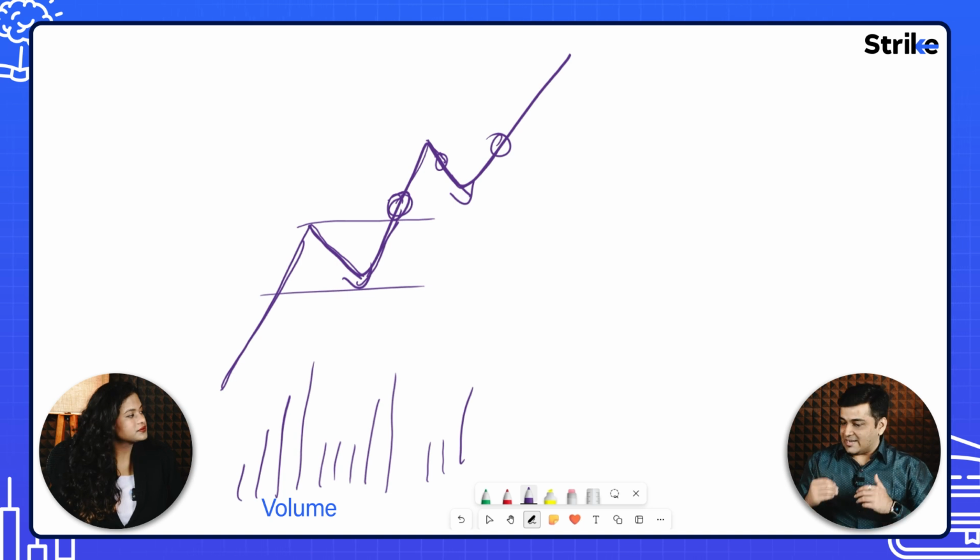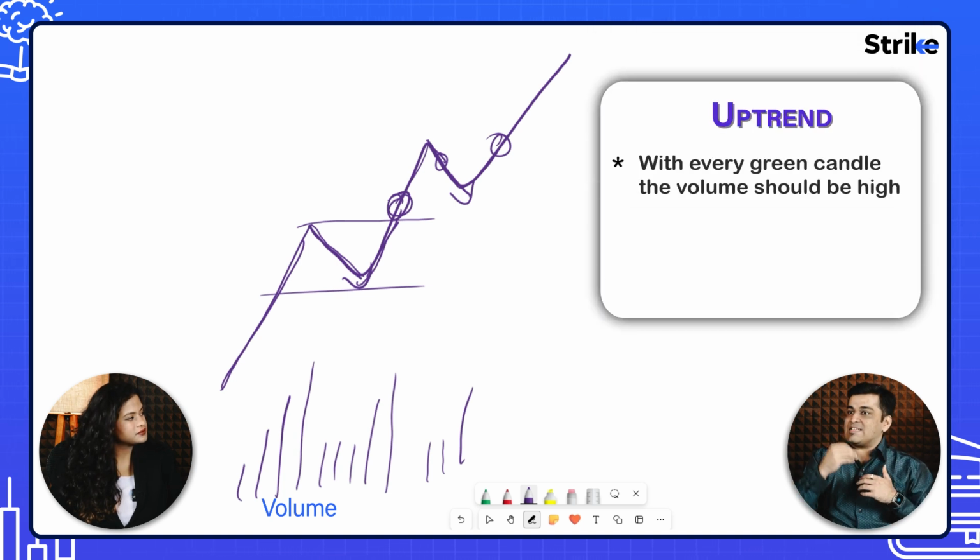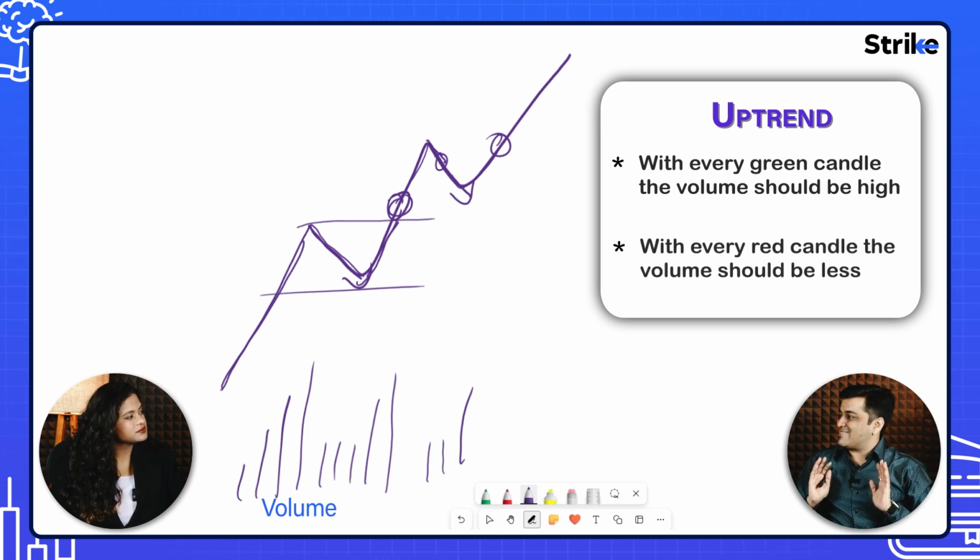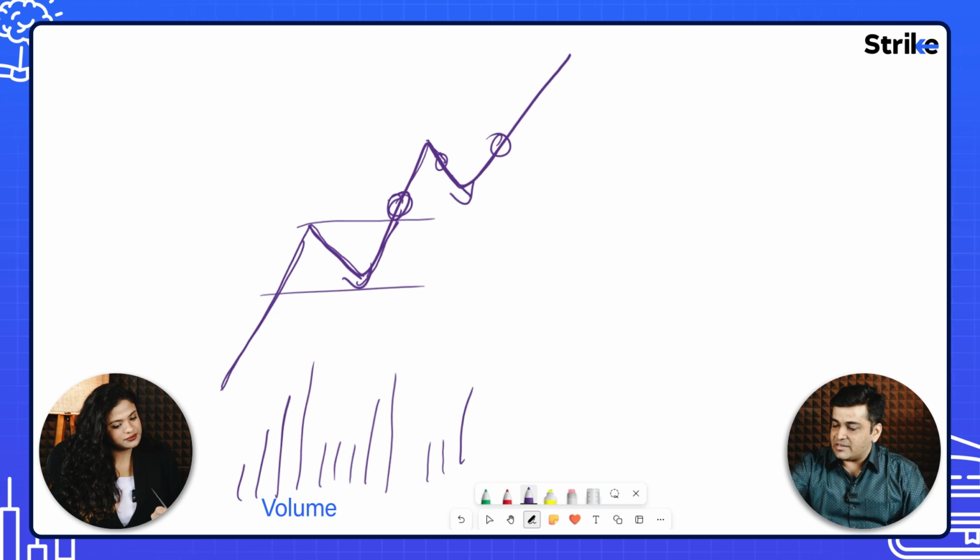So always understand, in an uptrend, with every increase in price, with every green candle, the volume should be high. And with every red candle, the volume should be less. And vice versa in a downtrend.